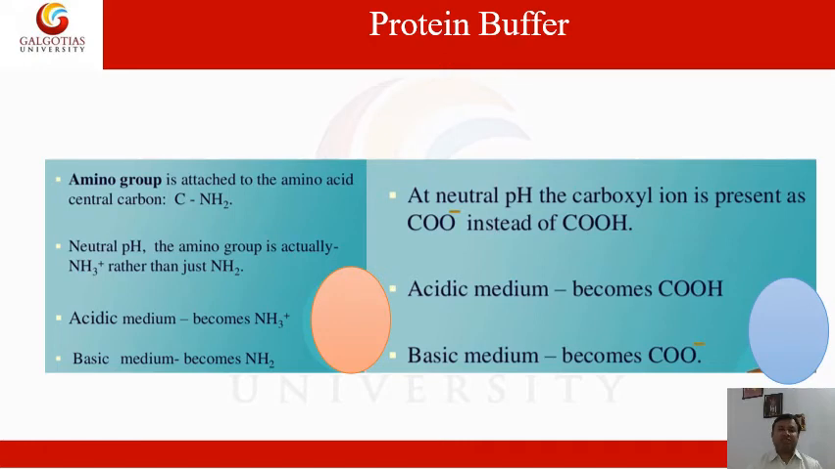The protein buffer also depends on the amino group and carboxyl group present in the protein. The amino group is attached to the amino terminal. At neutral pH, the amino group is actually NH3 positive rather than NH2. In acidic medium, it remains NH3 positive, while in basic medium, it becomes NH2. In the same way, at neutral pH, the carboxylic group is present in the form of carboxylate, COO negative, instead of COOH. In acidic medium, it becomes COOH, and in basic medium, it becomes COO negative.